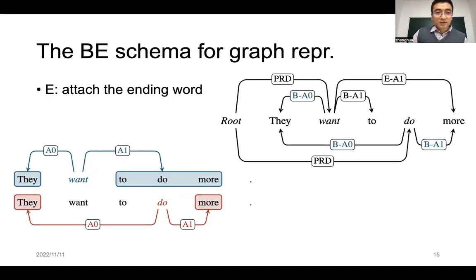Okay. And then we also tried BE. The BE schema. It's different from BII in two steps, not one step. First, it removes all the I. Pay attention to the inside word. And it distinguishes the end word using E. Okay, it doesn't use I, it uses E. Okay, I think it's simple.